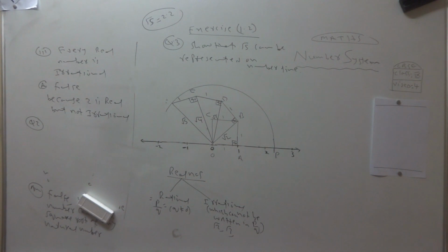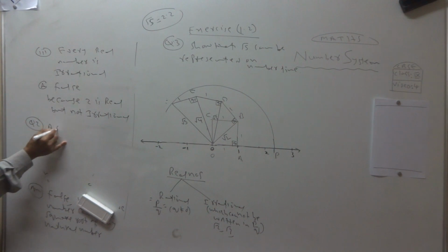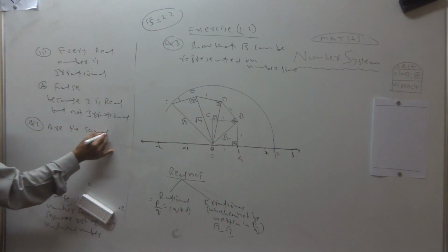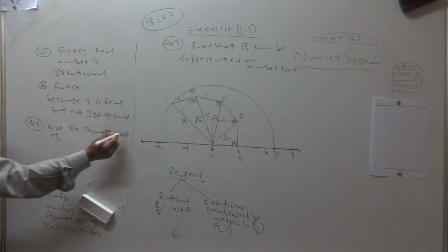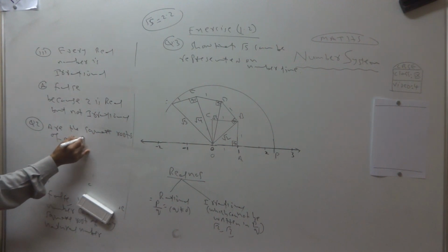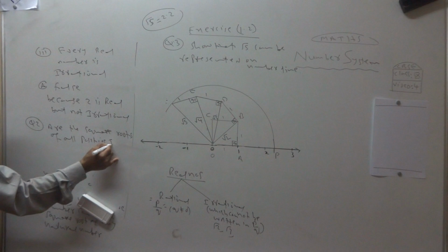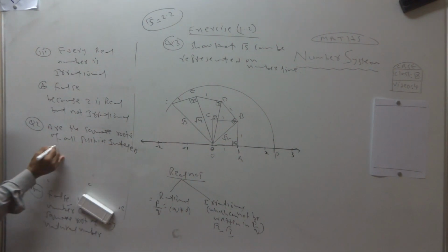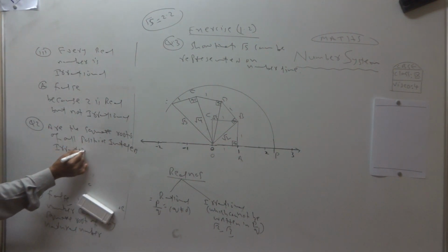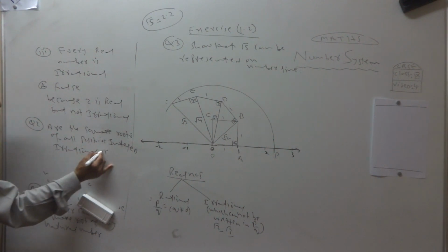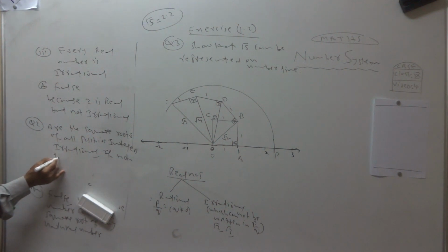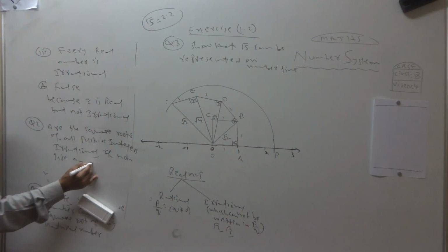So like that, the last question, the second question. Are the square roots of all positive integers irrational? If not, give an example.